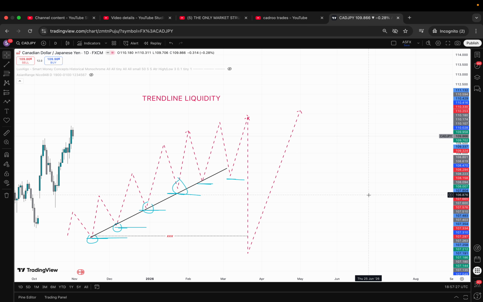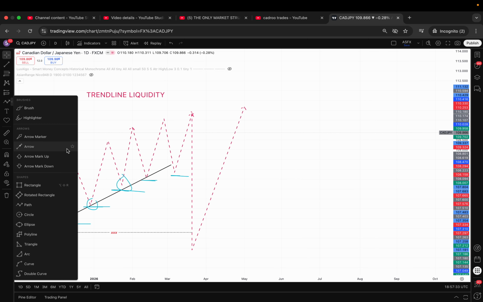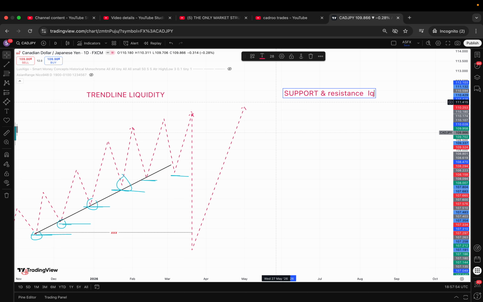And then we have support and resistance liquidity. This is what 40% of forex traders trade: support and resistance.